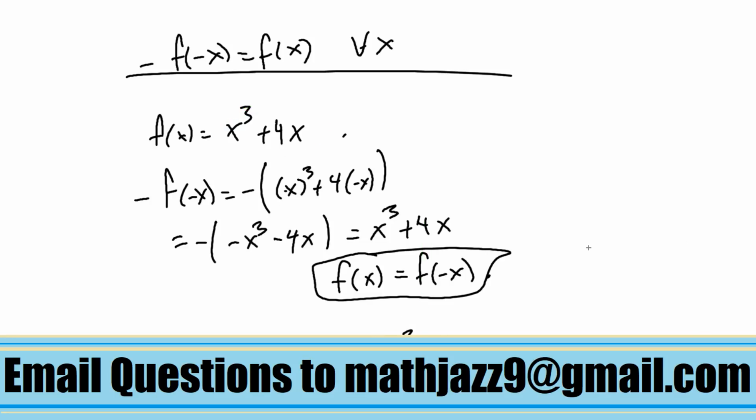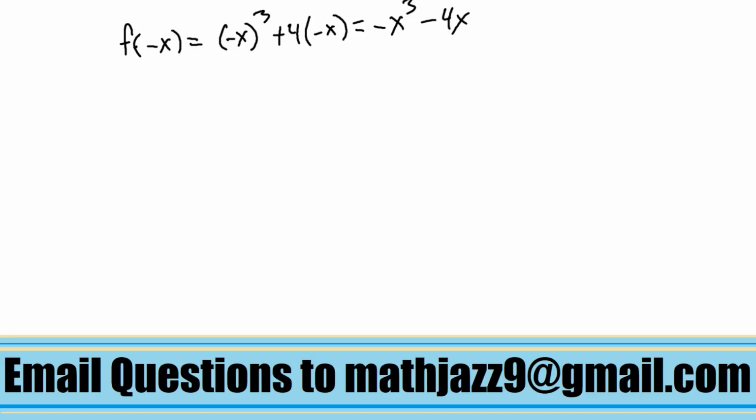So that means that we know there are even functions, we know there are odd functions, and we know that at least some functions that are odd are not even. Well, let's look at our other function. We had x squared plus 2.